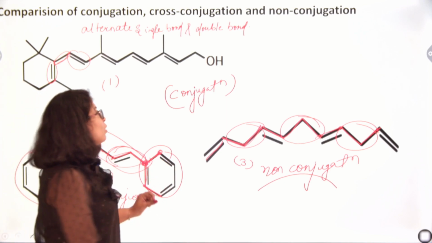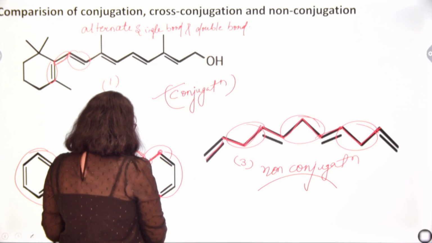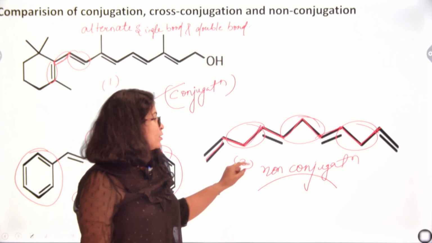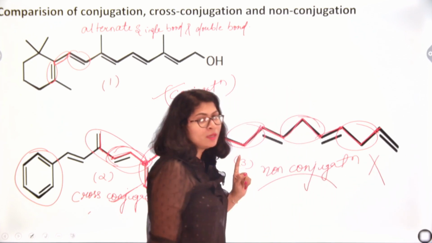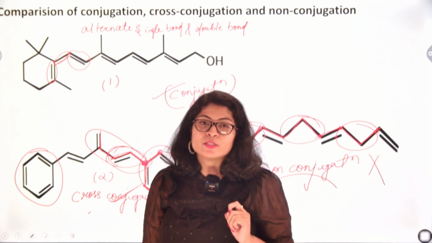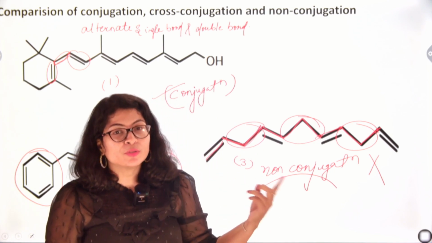Now the question arises, in what cases is resonance possible? Only in case of conjugation and cross conjugation is resonance possible. In case of non-conjugation, the resonance is not at all possible. Resonance is only possible in case of conjugation and cross conjugation.